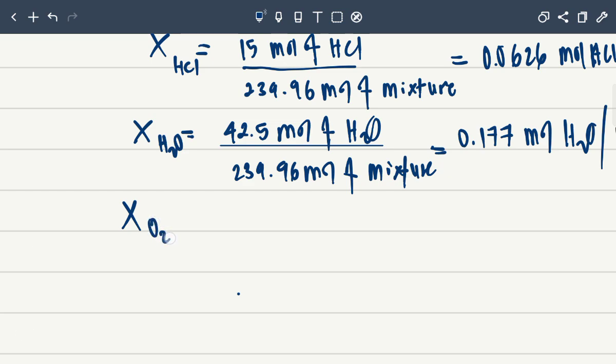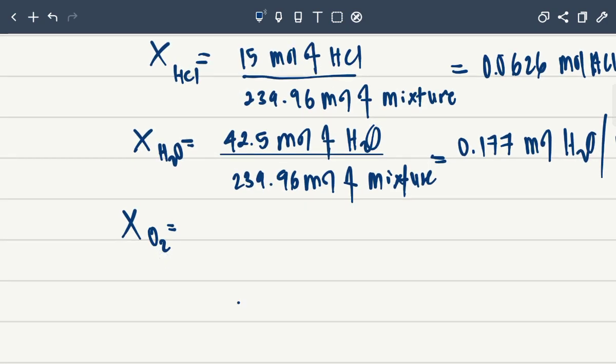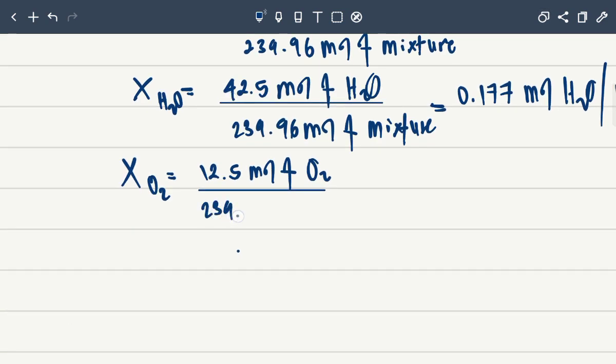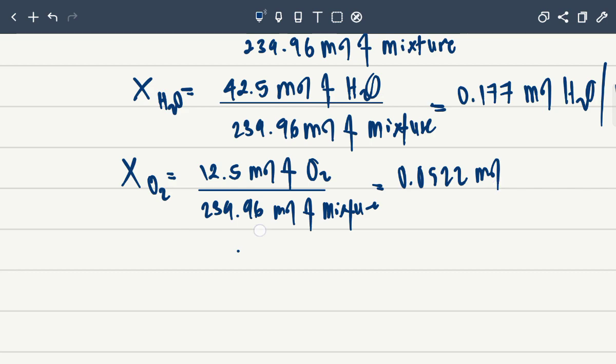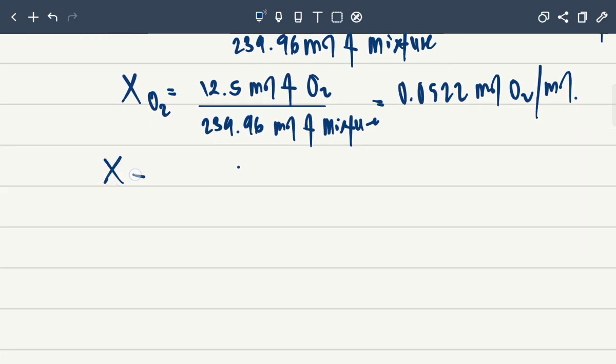O2. O2 tadi berapa? O2 12.5 mol of O2 over 239.96 mol of mixture. So dapat 0.0522 mol of O2 over mol. Okay. Soalan ada lagi dua.